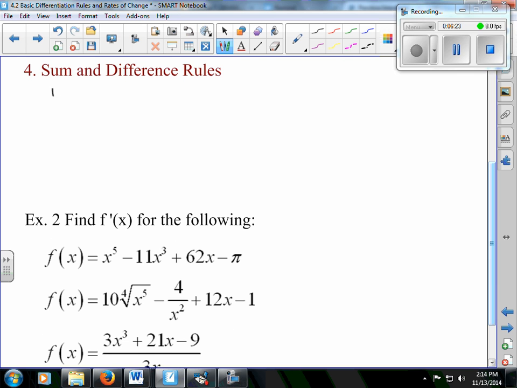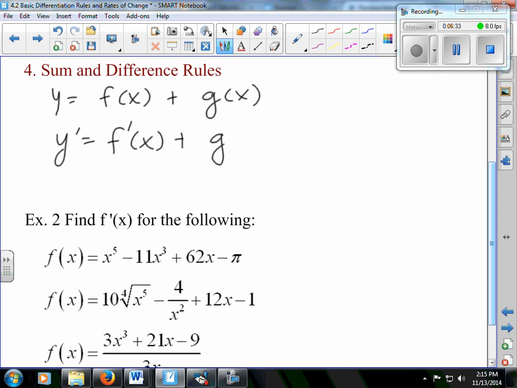Okay, the sum and difference rules. If I have a function added to another function, then the derivative I get to do independently, one by one. You just take the derivative of each thing and keep the plus sign. Same if this were a minus. If I had f minus g, then the derivative would be f prime minus g prime.